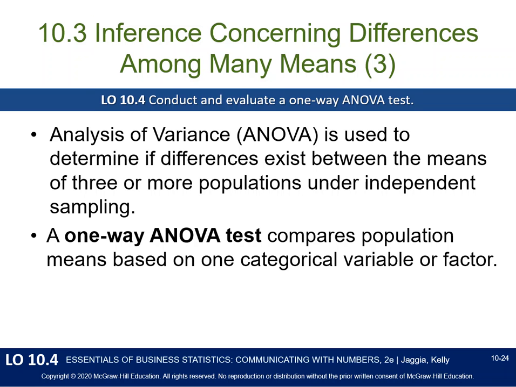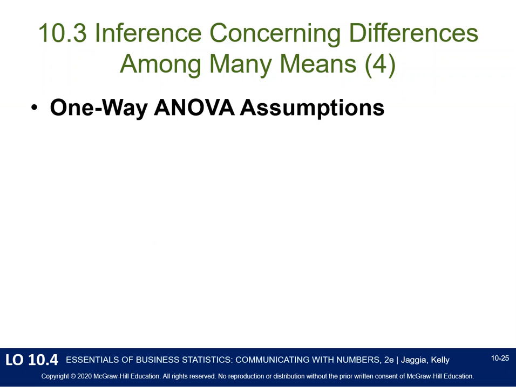So we use this ANOVA tool, which is available for us in Excel and many other statistical programs, to examine if there is a difference between three or more means under independent sampling. So we're back to using independent sampling. We can't use paired means with ANOVA. Now we're looking at what we call a one-way ANOVA test. There is a two-way ANOVA test that we'll look at in a later chapter.